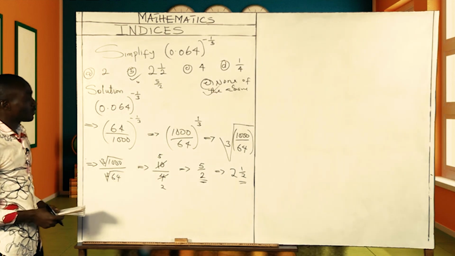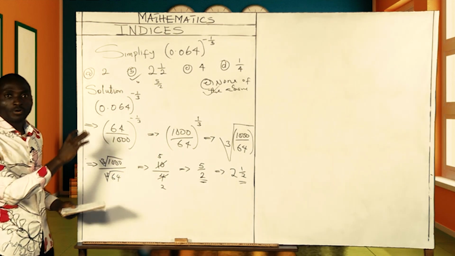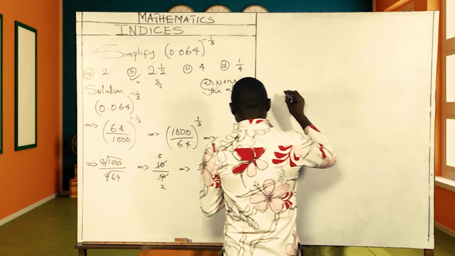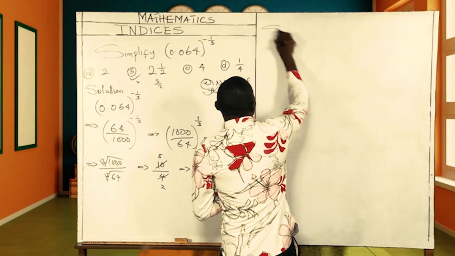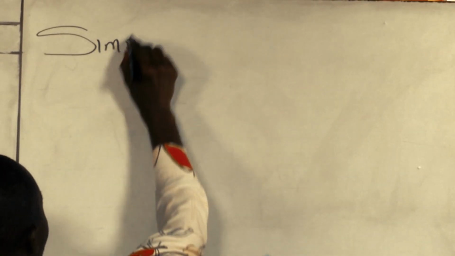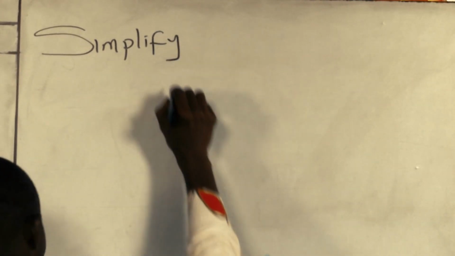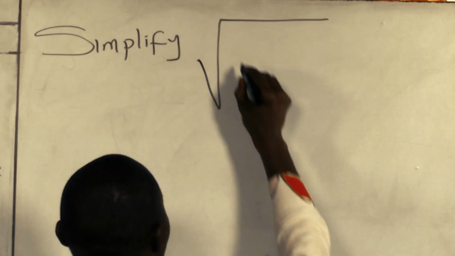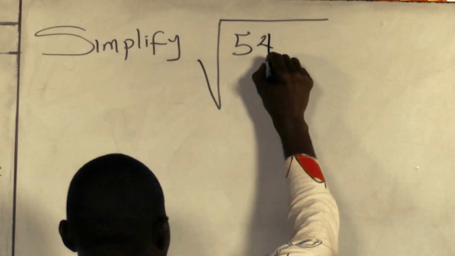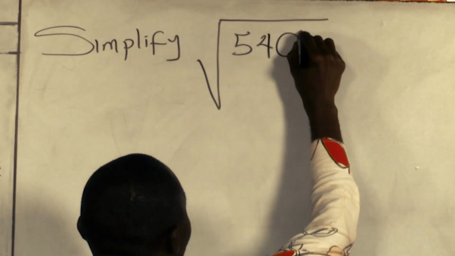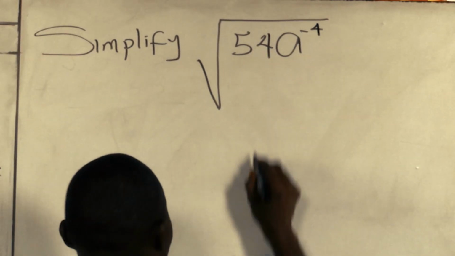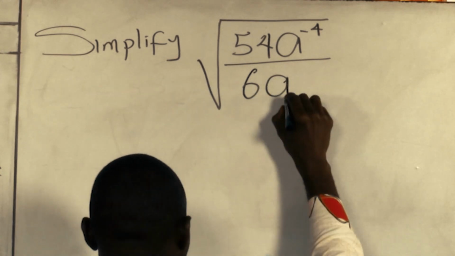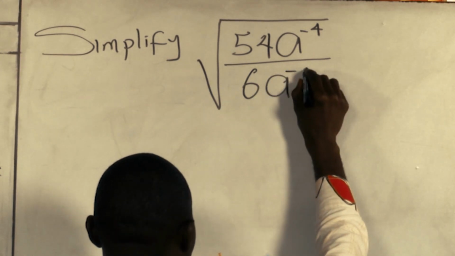Now let's move to the next question. I hope you understand this. Now, the next question we have here says simplify the square root of 54a raised to power minus 4, all divided by 6a raised to power minus 8.